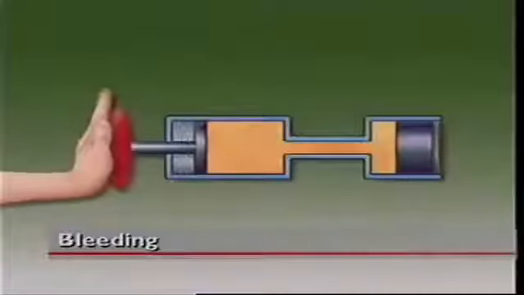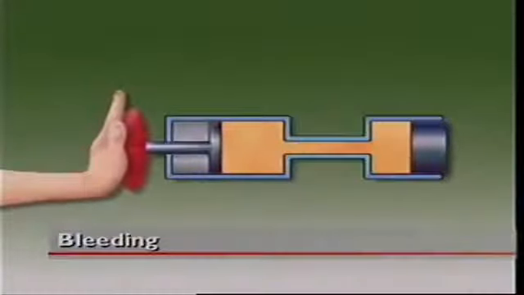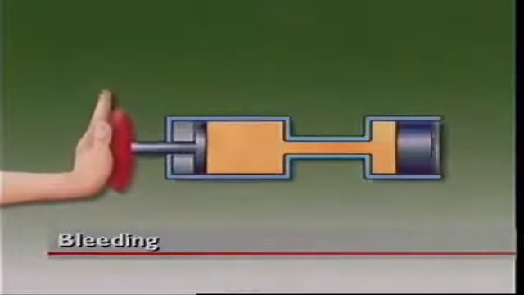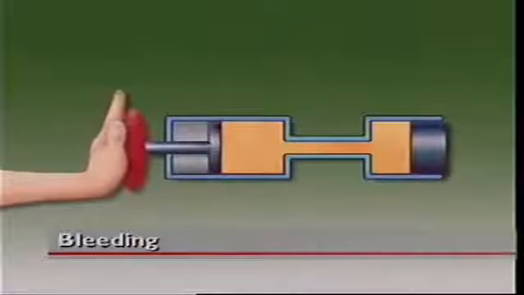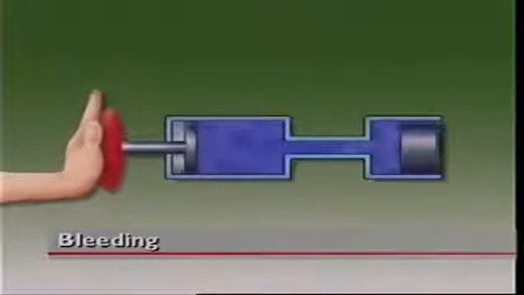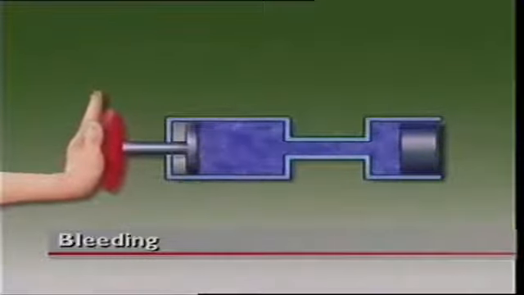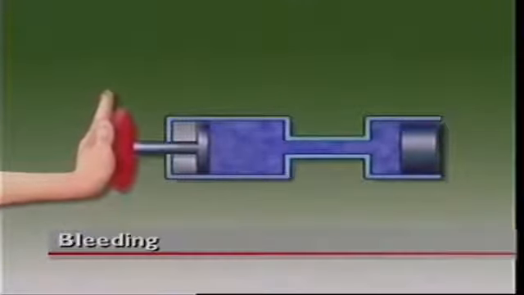Bleeding means removing air from a hydraulic system. When pressure is applied to liquid in a hydraulic system, the liquid does not compress into a smaller volume. Pressure is transmitted without loss. Gases, however, are compressible. Pressure applied to air changes its volume, and some pressure is lost.